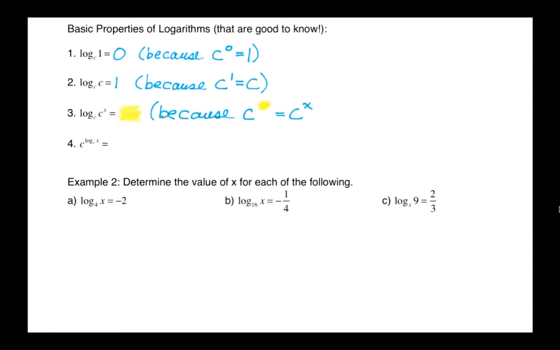Log base c of c to the x is equal to... Now, if you're not sure, start by writing it in exponential form as we did before, and then ask, what is that exponent that we should have here so that it becomes c to the x? Oh, well, of course, this must be an x. So what we're saying here is basically that if we have a number x and we do c to that number, and then we take log base c of that result, we're going to get x back.